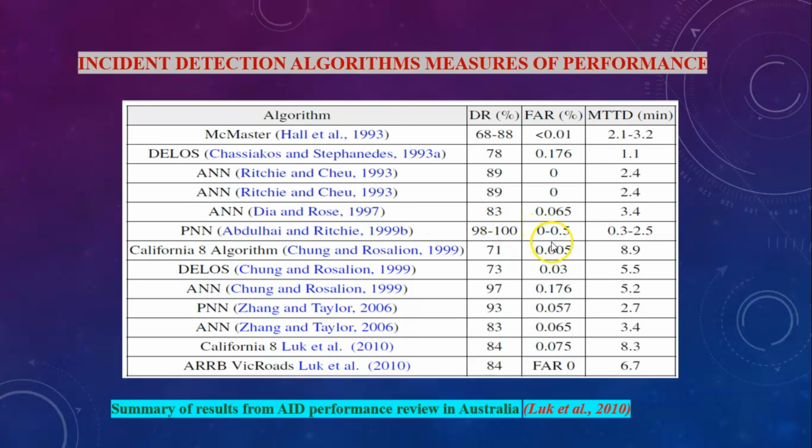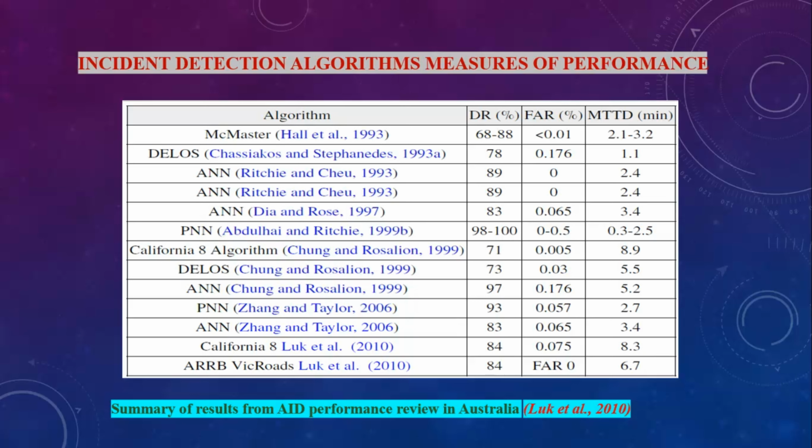Even when the false alarm rate is quite lower than that of the PNN. So these are some of the research that has been done over the years by researchers in the field of traffic incident management, and decisions can be made based on this. Any traffic management system that wants to deploy any form of these algorithms can make use of this information to decide which algorithm they are going to use.